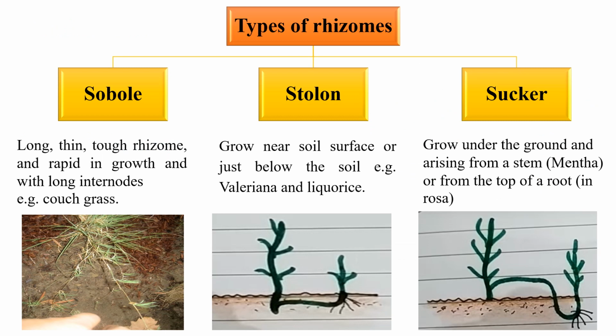There are also several subtypes for the rhizomes, named sobol, stolon, and sucker. The sobol is a long, thin, tough rhizome and rapid in growth with long internodes, such as couch grass. Stolon and sucker are similar. What is the difference between them? Stolon grows near the soil surface or just below the soil, as happens in valeriana and licorice rhizomes, while the sucker grows under the ground, arising from the aerial stem, as happens in mentha, or from the top of the root, as in rosa rhizome.